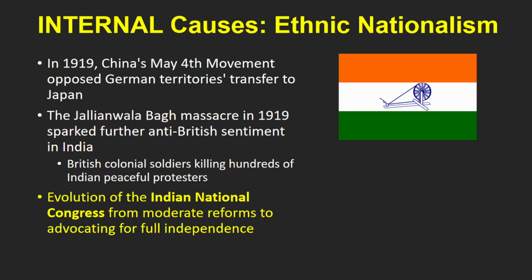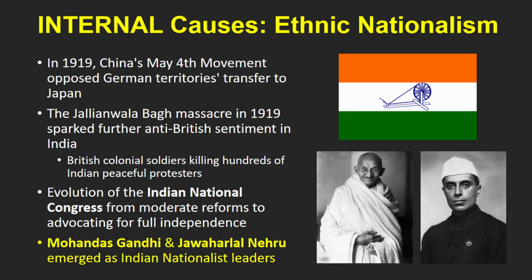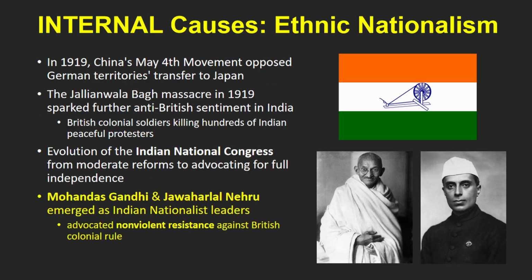The Indian National Congress, which was previously composed of British-educated Indian elites advocating moderate reforms, evolved into a mass movement advocating full-scale independence. Mohandas Gandhi and Jawaharlal Nehru emerged as major nationalist leaders, advocating non-violent resistance to British rule. We'll see more of Gandhi, Nehru, and much more anti-colonial resistance in Unit 8.